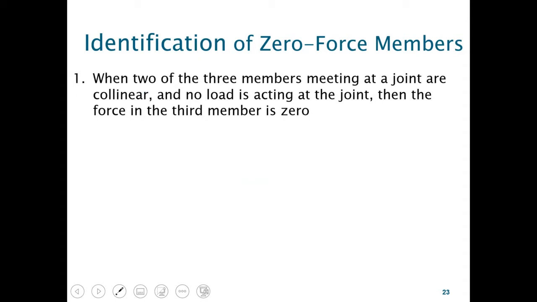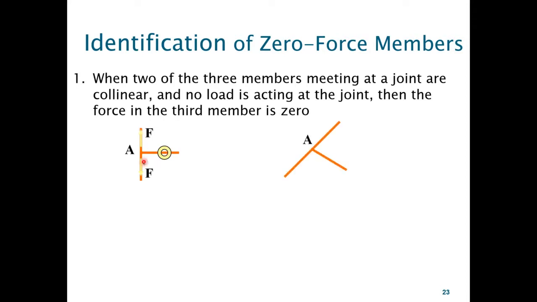Okay, so it's very useful to identify if there are zero force members in a truss, because that means we can eliminate those relatively quickly and easily. When two of the three members meeting at a joint are collinear and no load is acting on the joint, then the force in the third member is zero. For example here, the two members coming into A are collinear, in other words in the same direction, whereas this third member comes in perpendicular to it. There's no external force, so whatever is in this member has to be equal to the force in the other member opposite it, and therefore there's no force whatsoever in the horizontal member. So these are equal and opposite, whereas this one's equal to zero.